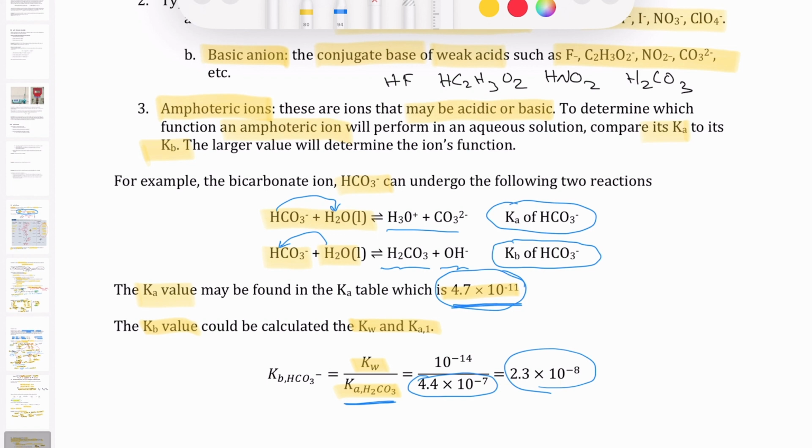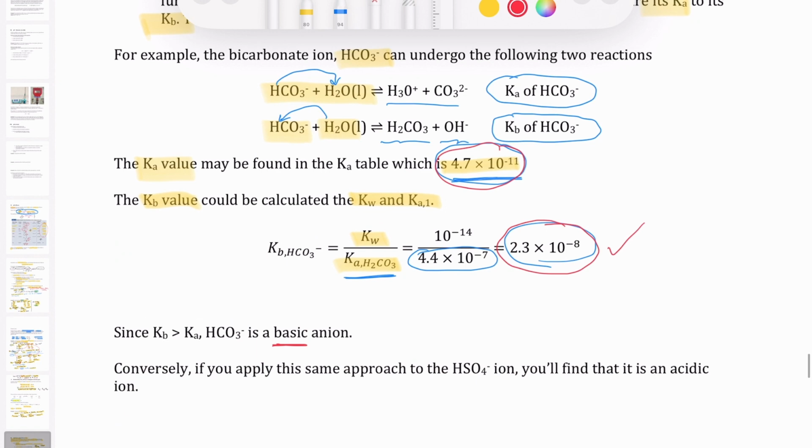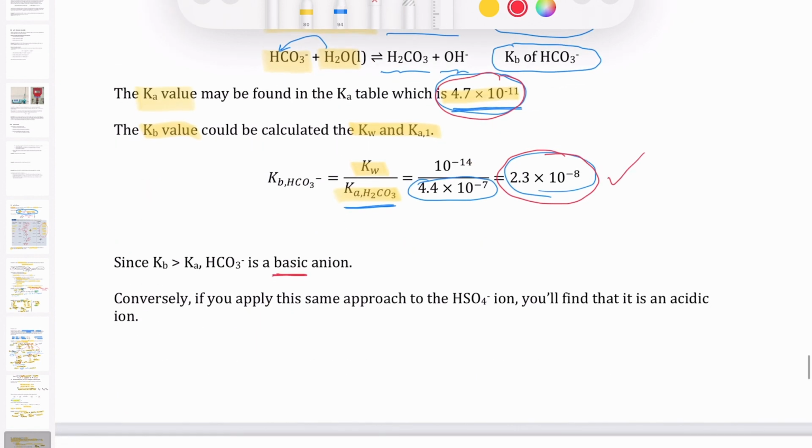So what I'm comparing is these two numbers right here. I'm comparing the Ka of bicarbonate with the Kb of bicarbonate. The Kb is larger, so therefore bicarbonate would act as a base. So it's a basic anion. Not every anion is going to do that, so it really depends on the anion you're approaching.